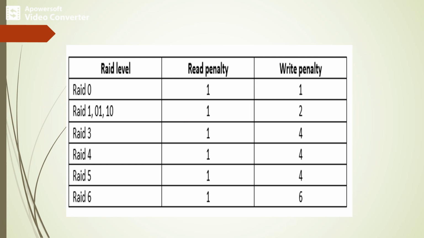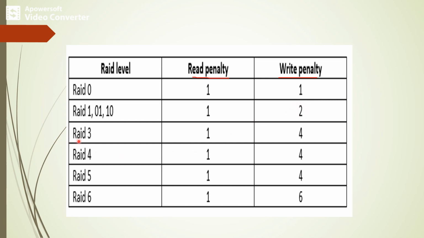So in the diagram, we can observe that different RAID levels are listed along with read penalty and write penalty. For RAID 0, the read penalty is 1 and write penalty is also 1. For RAID 1 and RAID 10, that means nested RAID, read penalty is 1, write penalty is 2, because we have to update the mirror disk also.